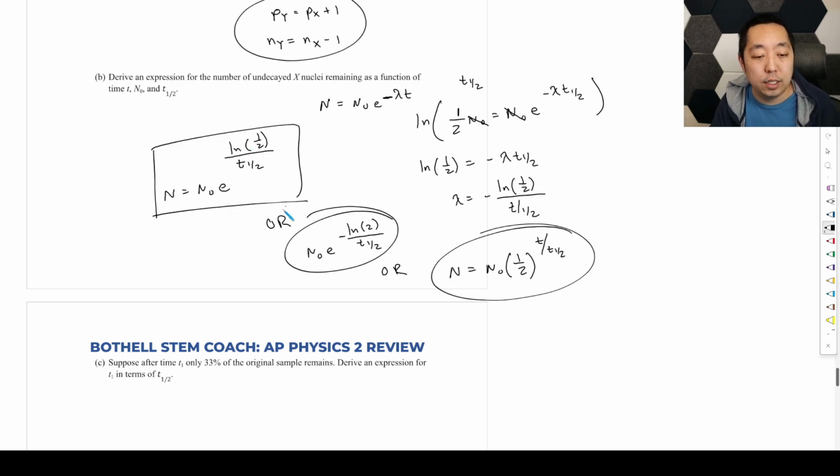I think it's more inclined to look like one of these two just based on the formulas I gave you, but honestly, I would prefer to do this. I think it's more natural for half-life to go with that equation.